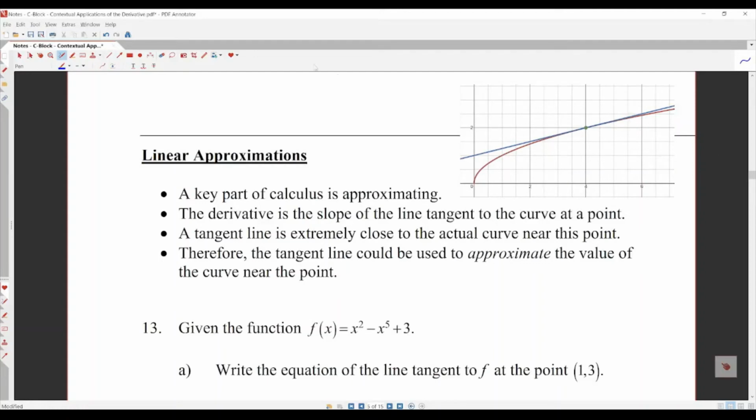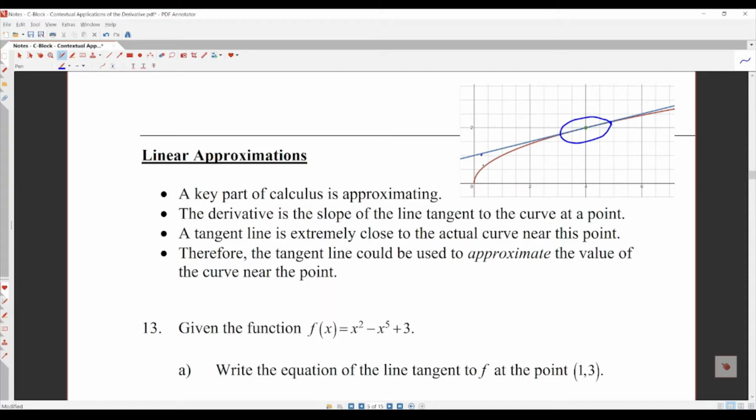Okay, let's take a look at linear approximations. I have a graph here that's not on your paper, so if you just pay attention for just a second. The whole idea of this section says that a tangent line at a point has approximately the same value as the function near that point of tangency. So you notice the blue line matches up with the red graph close to that point of tangency.